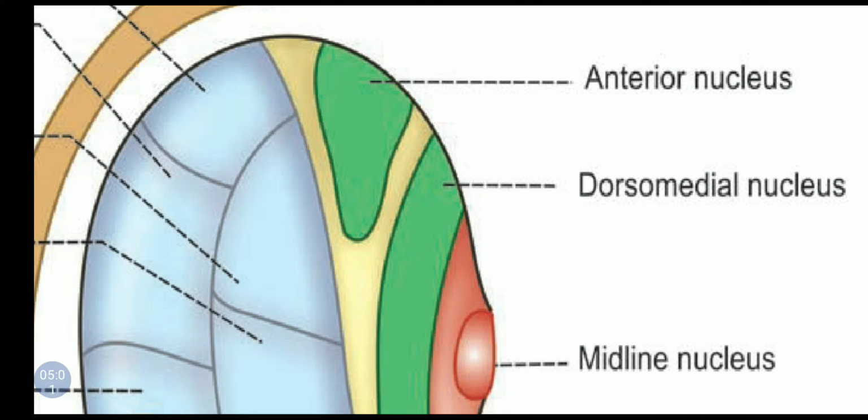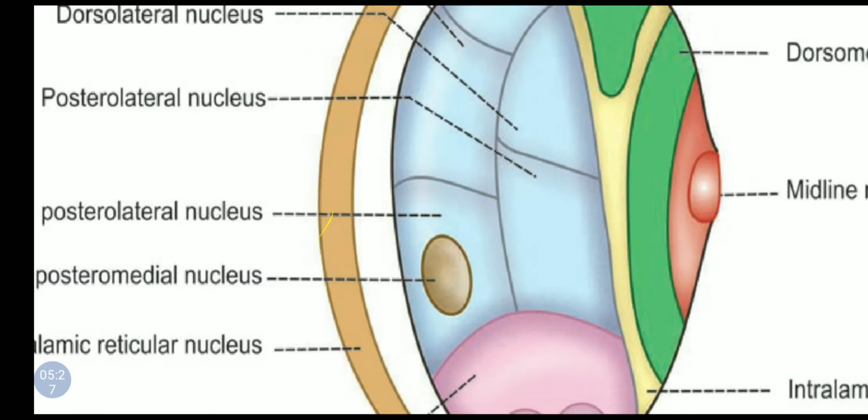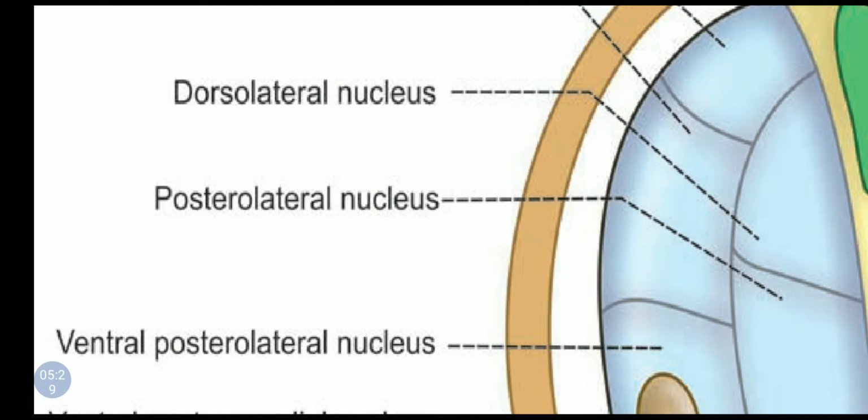Then the fourth one is the lateral mass of nuclei. This lateral mass of nuclei is again classified into two types: the dorsal group of the lateral mass and the ventral group of the lateral mass. The dorsal group is again classified into two types: the dorsolateral nucleus and the posterolateral nucleus. These are the dorsal group of nuclei belonging to the lateral mass of nuclei.